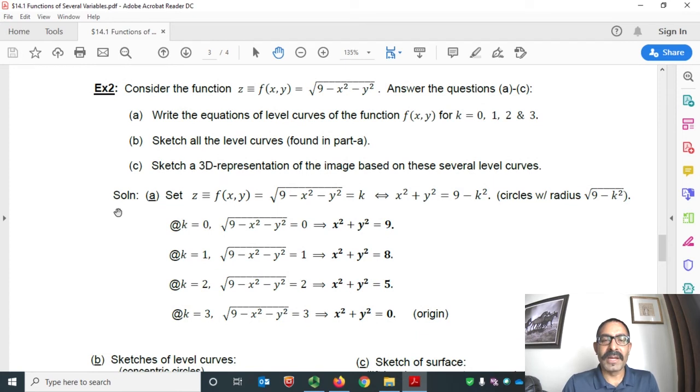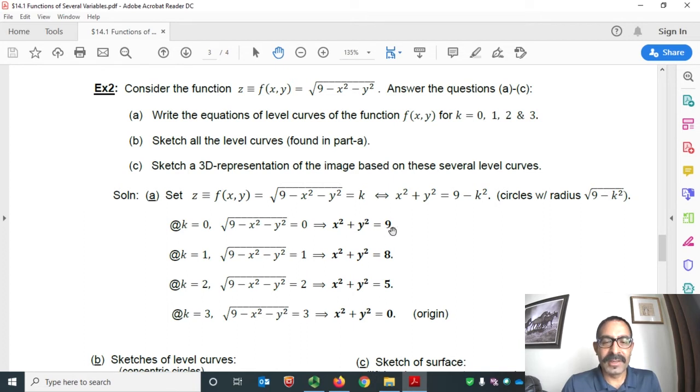So solutions for part A. Given equation is z equals to under the radical 9 minus x squared minus y squared. We put z equals to k. So this gives us x squared plus y squared equals to 9 minus k squared. So these are the circles of radius radical 9 minus k squared, center at origin. So then let's put k equals to 0. This gives us x squared plus y squared equals to 9.